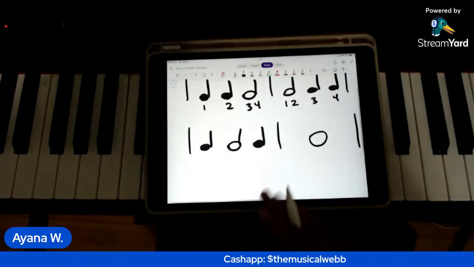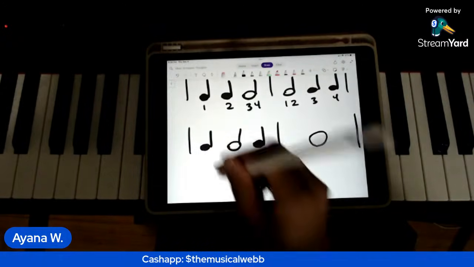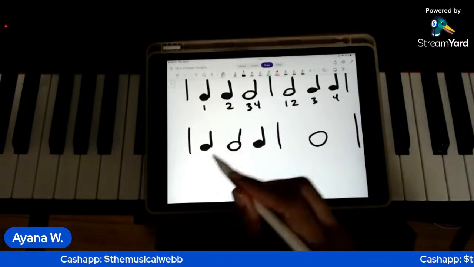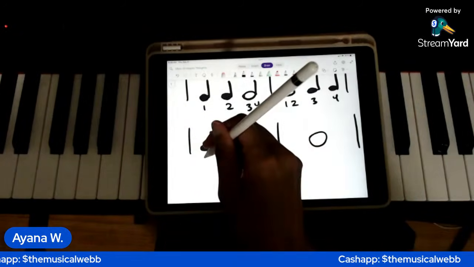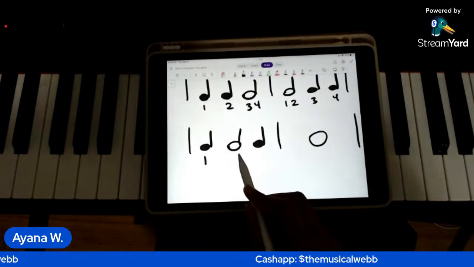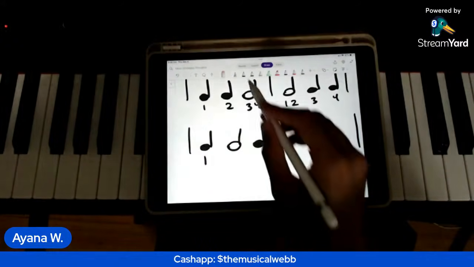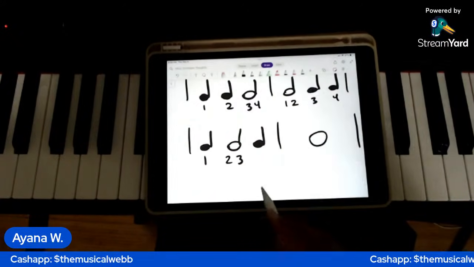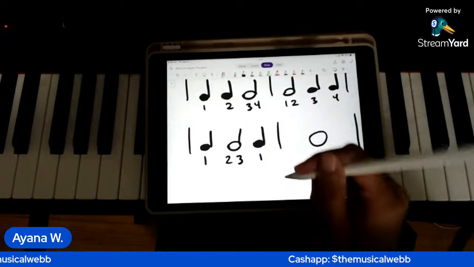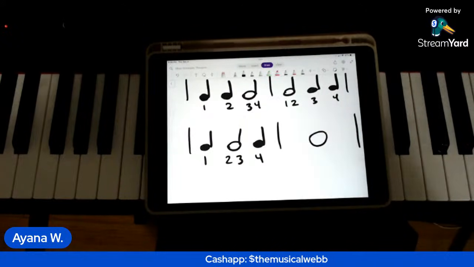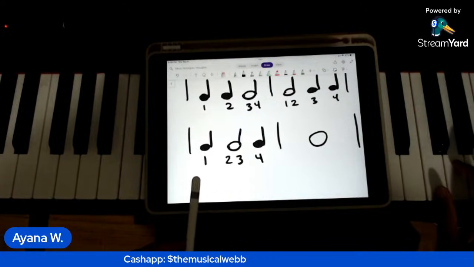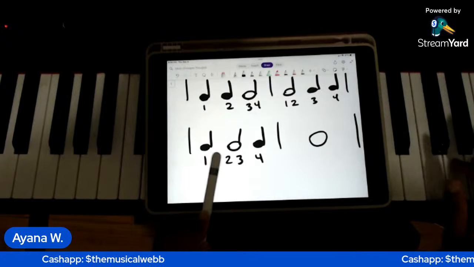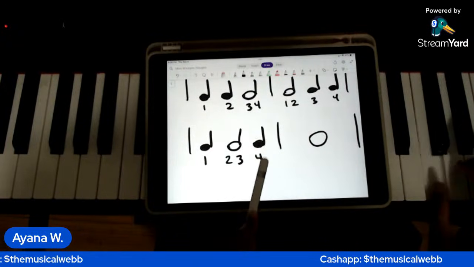This was going to be tricky, right? So I want you guys to listen very carefully. This quarter note is going to take up beat 1, and the half note is now in the middle. So what that does is it's going to take up beats 2 and 3, and that final quarter note is going to take up beat 4. So the way this is going to sound is: 1, 2, 3, 4.